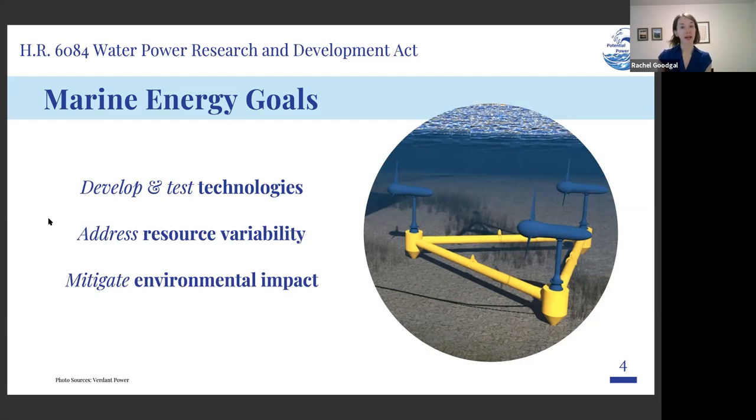The photo here on your right shows a turbine system that can capture energy from free-flowing water and can be used in both rivers and tidal settings. Goals of the bill with regards to marine energy are assisting with technological development and testing to demonstrate readiness of new energy options, addressing resource variability, including by investigating storage options and advancing integration into the grid, and identifying and reducing environmental impacts of these technologies.